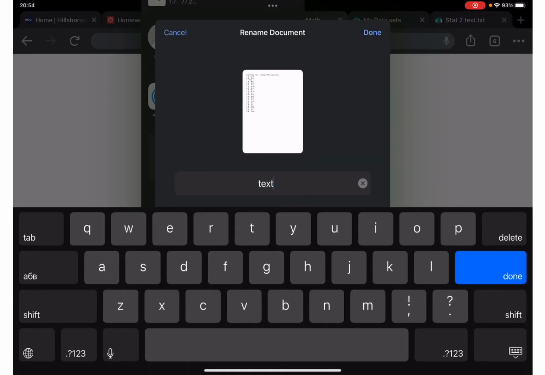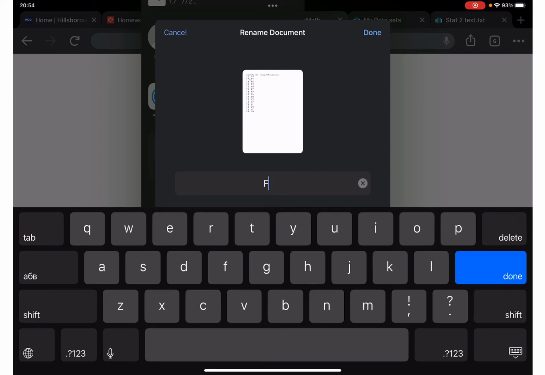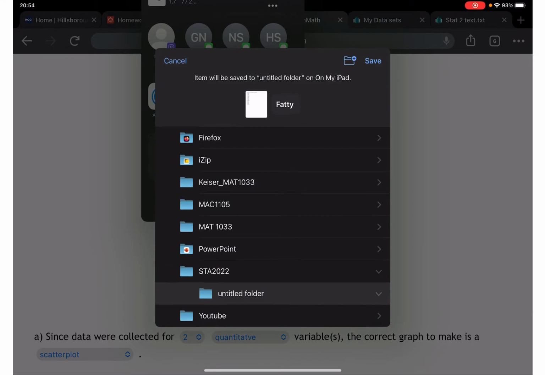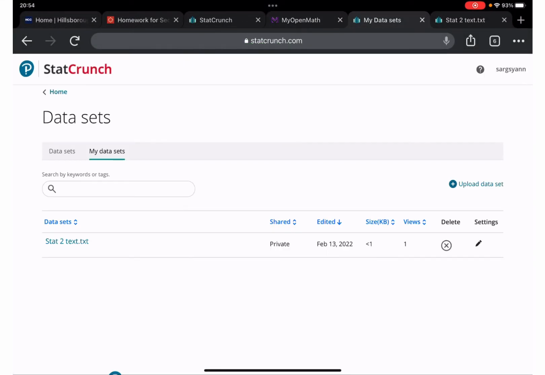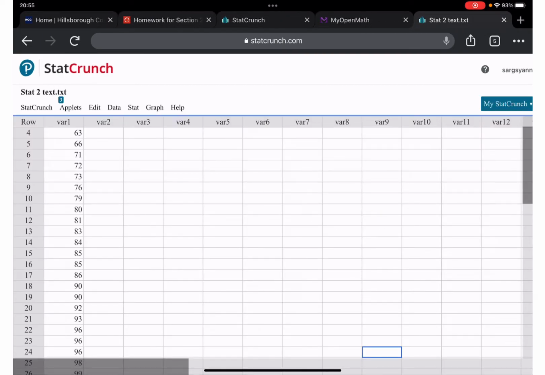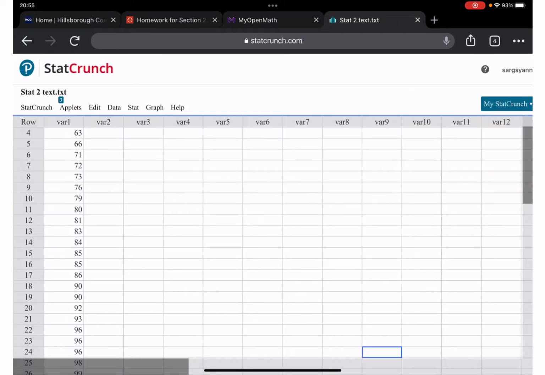What to put there? I'll put FTT, okay. Fatty. All right, giving me fatty. Okay. All right, save it. Moving to our, we don't need this. Let me see, we don't need this. We move to our StatCrunch.